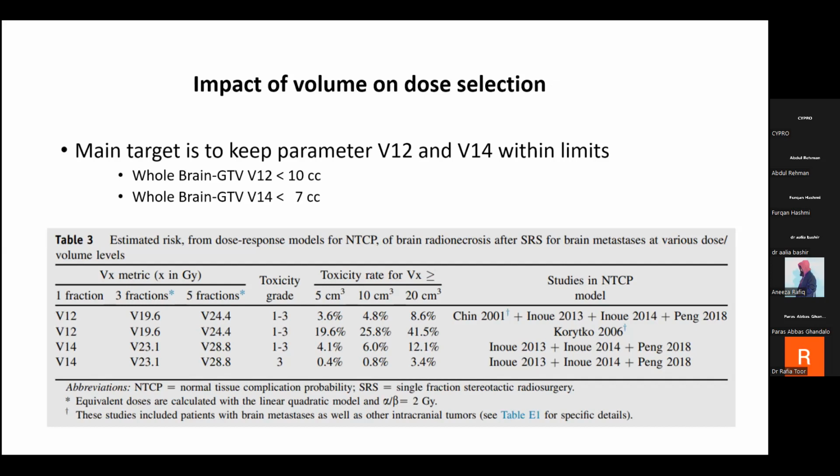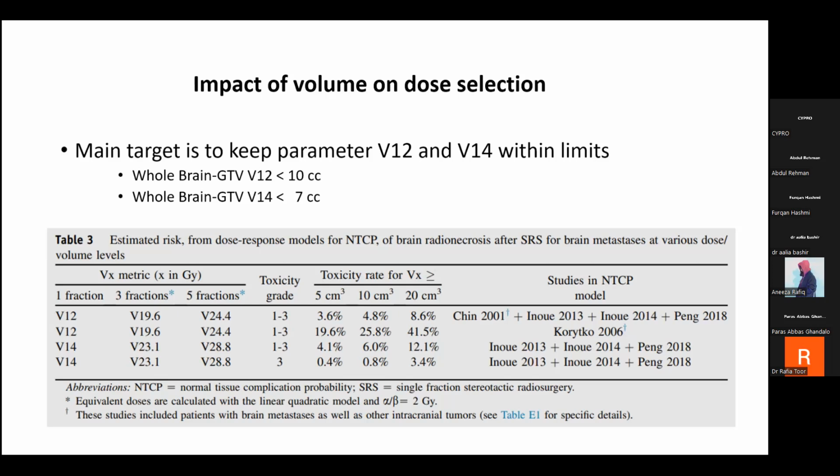And of course, it depends upon how close the volumes are. If it is multiple lesions, are their volumes overlapping or not? If it is a single lesion, is it big enough? So it all depends upon those things.